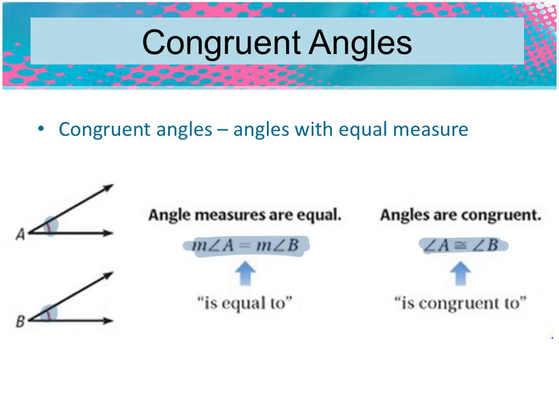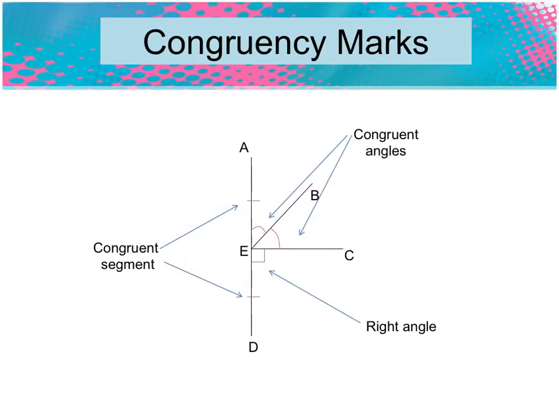But again, you can't just have two angles that look like they're the same. One of those three things has to be shown in order for you to know they're the same. All right, so here are some more congruency marks. Now we've got segment congruency marks, which are the little red dashes. We've got angle congruency marks, which are the red arcs. And if something is implied as a right angle, it must have that little right angle box. You cannot say something looks like a right angle unless it is marked or stated that it's 90 degrees.